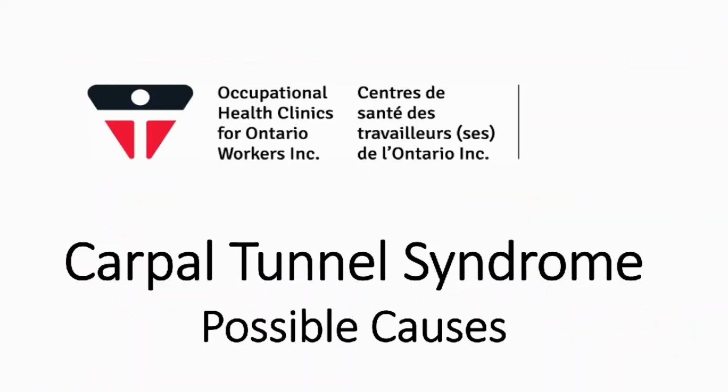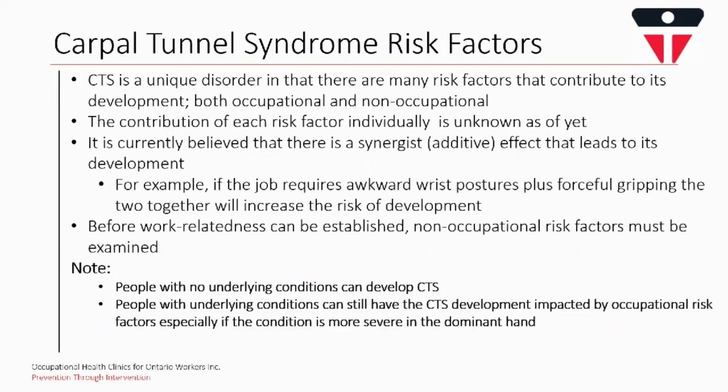Now, carpal tunnel syndrome is a unique disorder in that there are many risk factors that can contribute to its development, both occupational as well as non-occupational. The contribution of each risk factor individually is unknown as of yet. It is currently believed that there's a synergistic or additive effect that leads to its development. For example, if a job requires awkward wrist postures plus forceful gripping, the two together will increase the development.